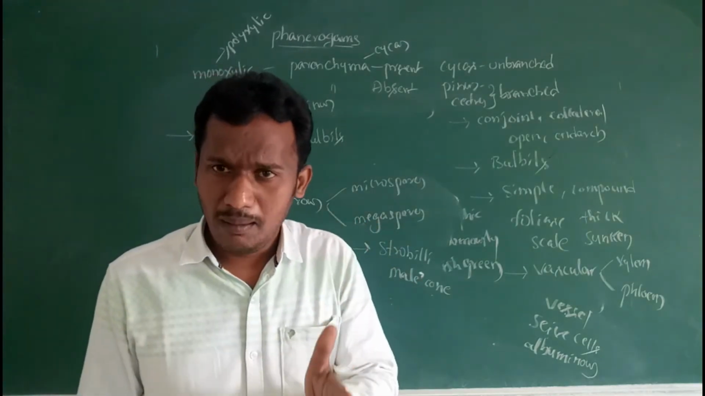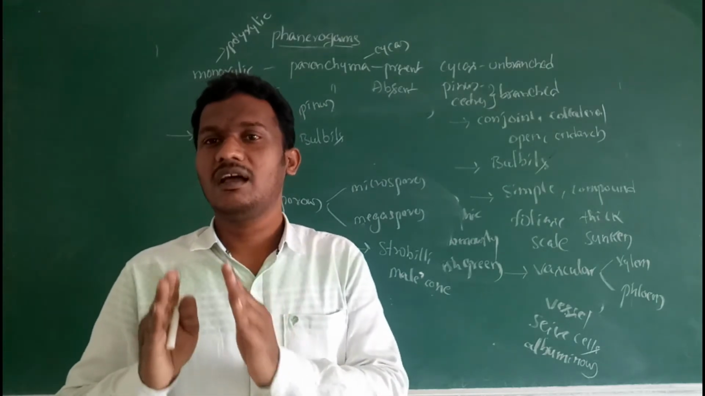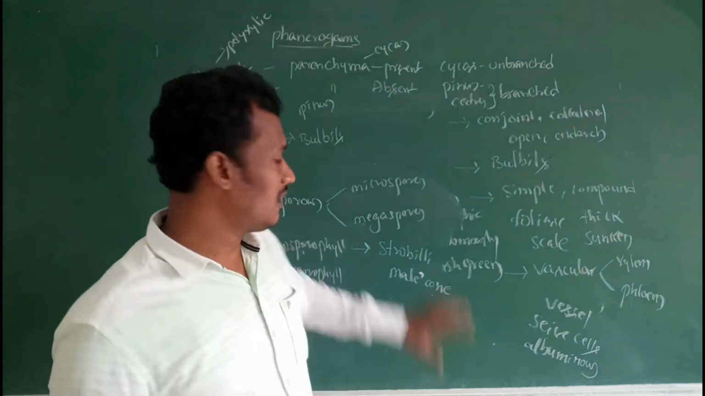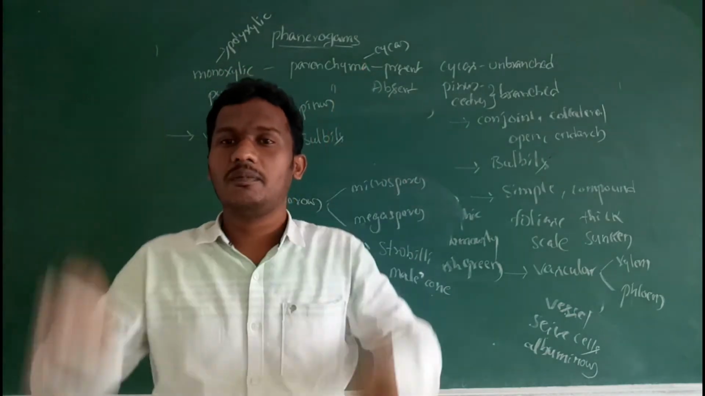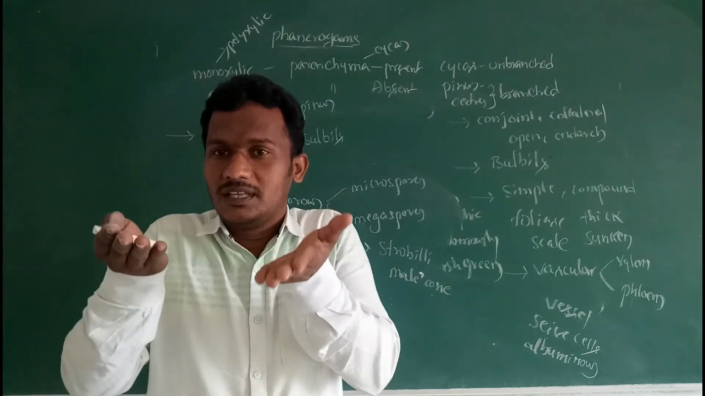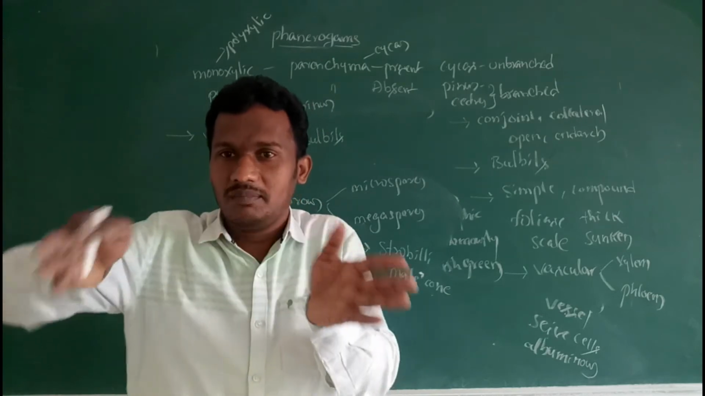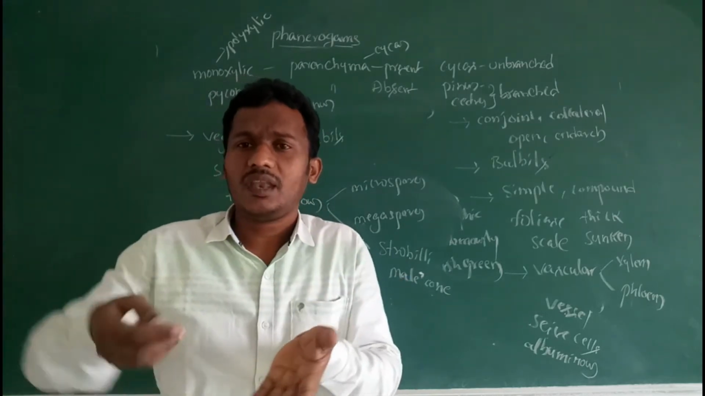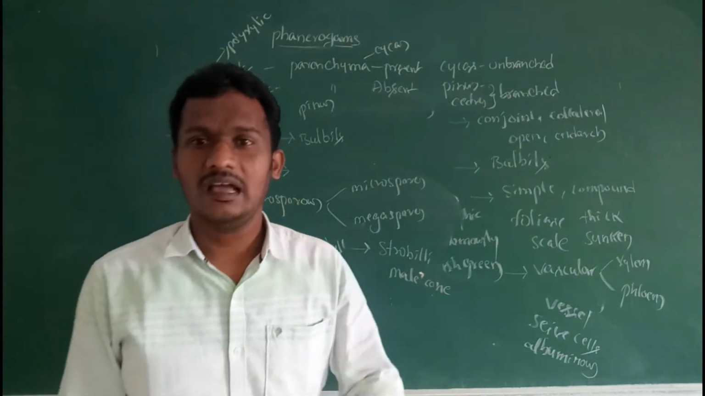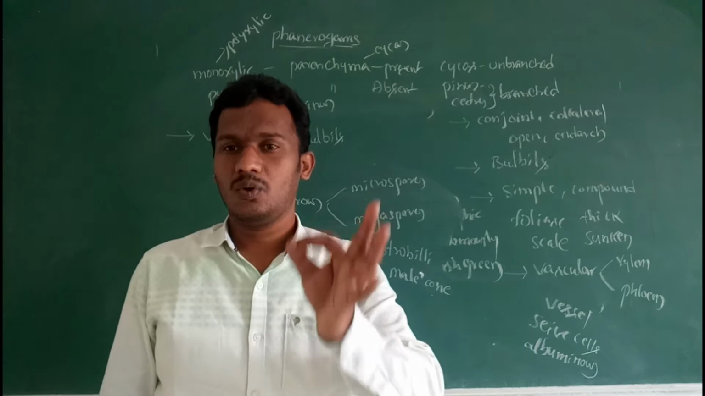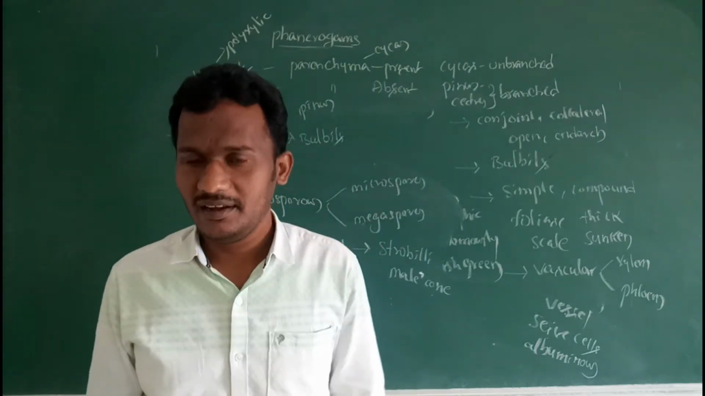In cycas plants, only the male cone is present. Female cone is very rare. These cones are found at the top of the stems. At the top of the stems, leaves are arranged spirally in a crown-like condition. In between the leaves, at the top position, these cones are present. In cycas plants, only the male cone is present.